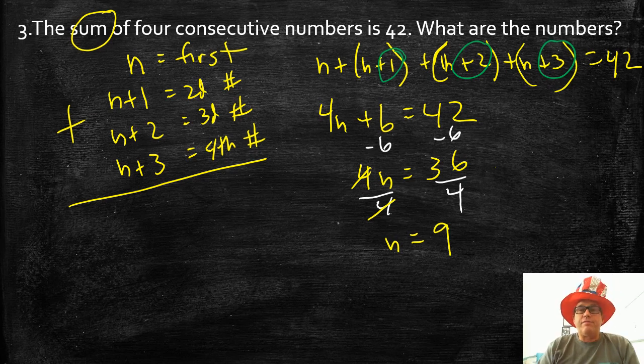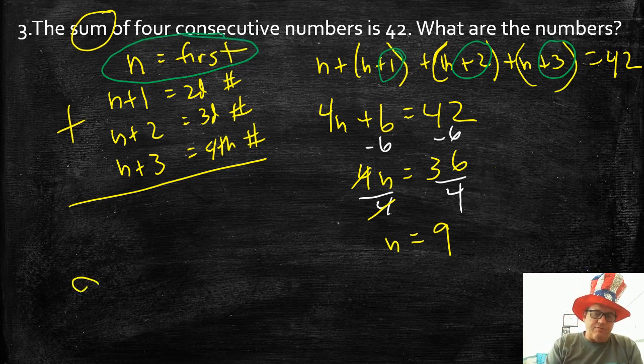Now again, be careful, we have to answer the question. n equals 9, that's great. We've done the algebra. But what's the answer to the question? The question says, what are the numbers? Now, what is n? Well, if we go back, we know what n was because I wrote it down. n is the first number. So they want the 4 numbers. The 4 numbers are 9.